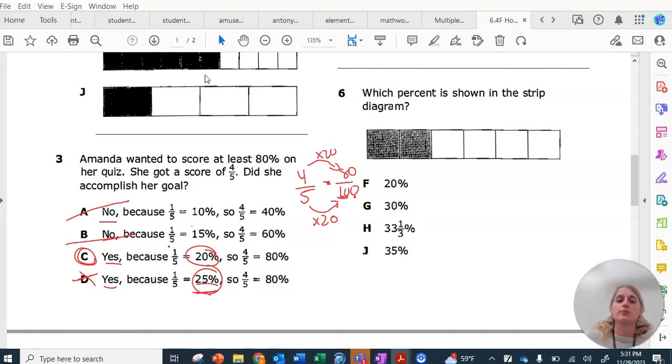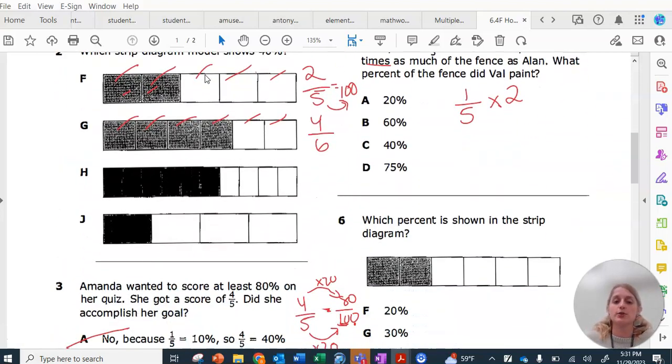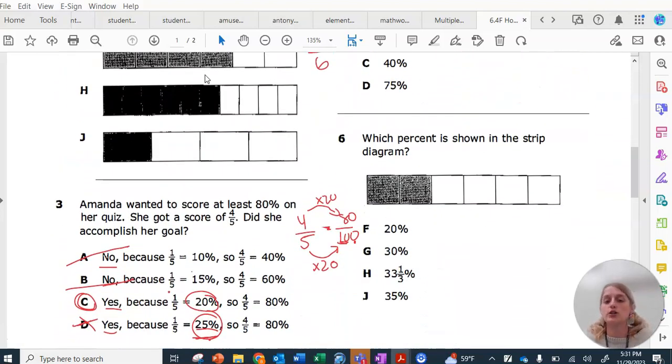Same exact type of problem, number 6 as number 2. You make a fraction, 1, 2, out of 1, 2, 3, 4, 5, 6. Divide this, and that will give you a decimal that then you can change into a percent.